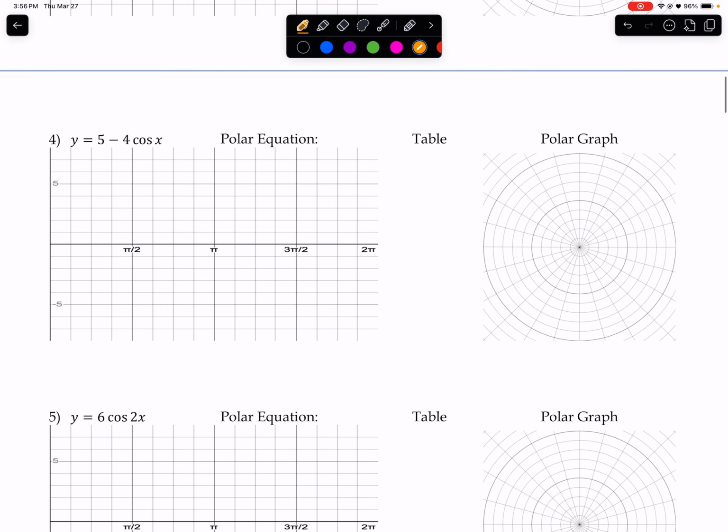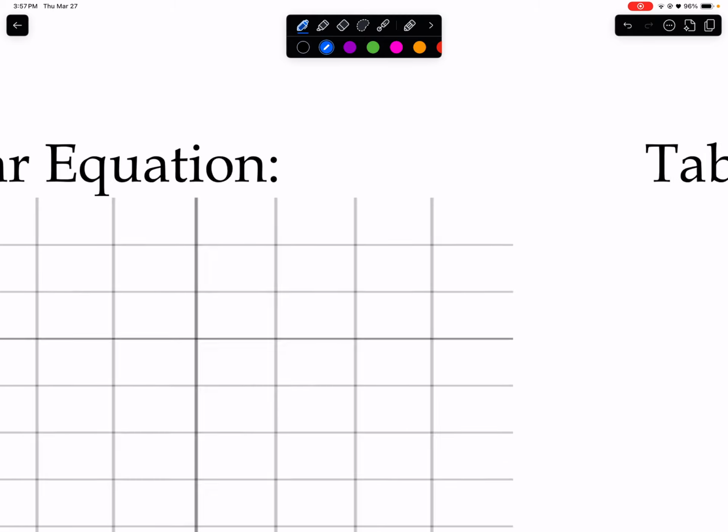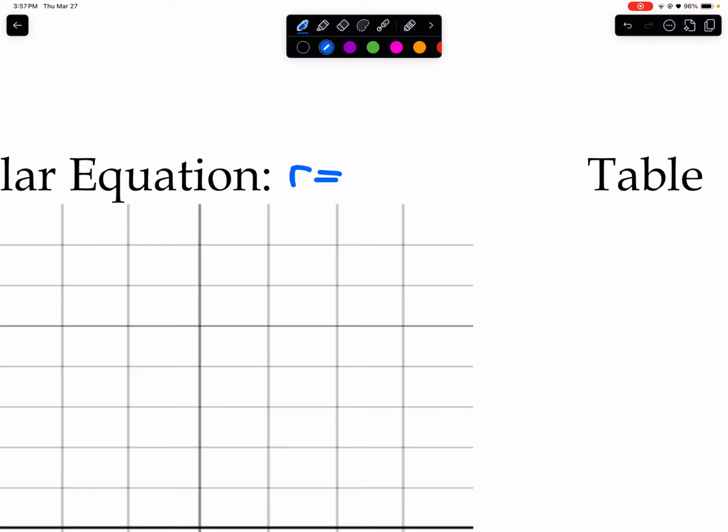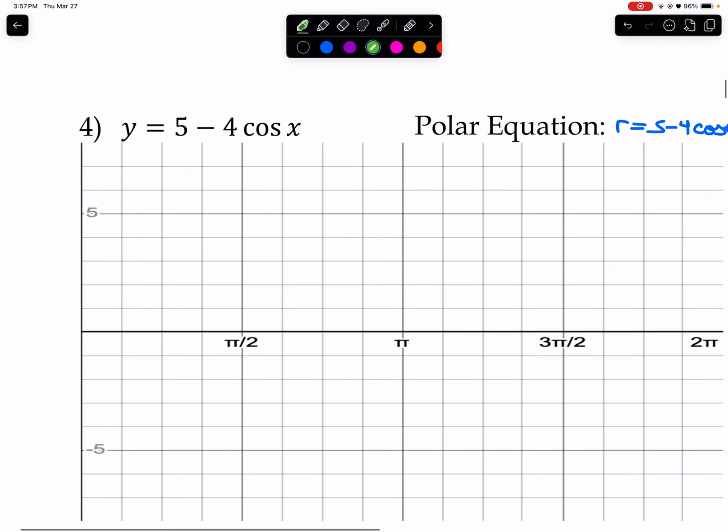So next, now we have 5 minus 4 cosine of x. So my equation here, when I rewrite in terms of polar, we're going to have r equals 5 minus 4 cosine theta. And then I have a midline. Oh, this one's going to go off the graph a little bit, but that's okay. It's only by 1. So I'm going to have a midline at 5.